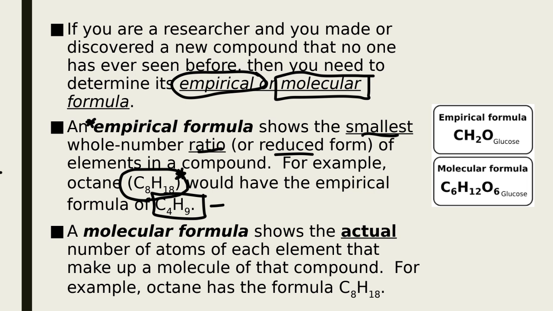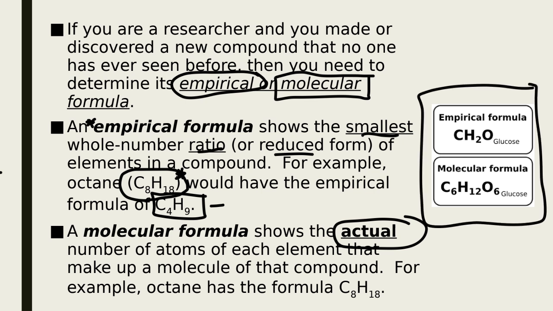So the molecular formula is the formula that we know. It's the formula that shows the actual number of atoms of each element in that particular compound. So here's another example of empirical versus molecular formulas. Here is the molecular formula of glucose that we know. And then we take that molecular formula and we reduce it to its lowest whole number ratios. So we can divide everything by a factor of 6, and then we can come up with the empirical formula of the elements in that compound.